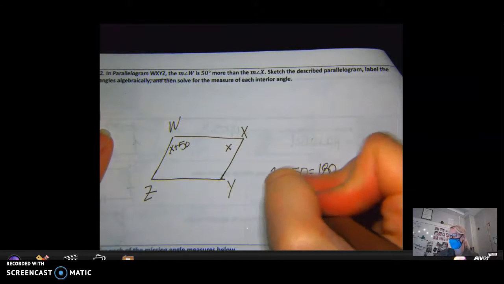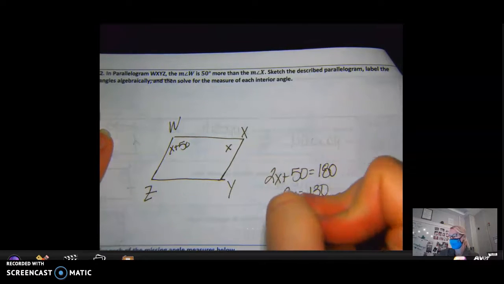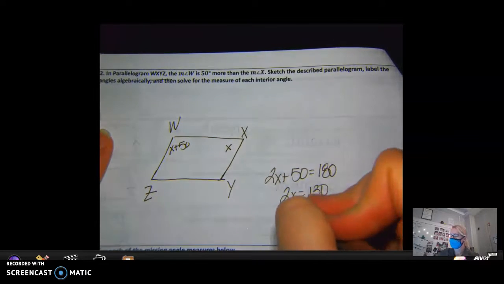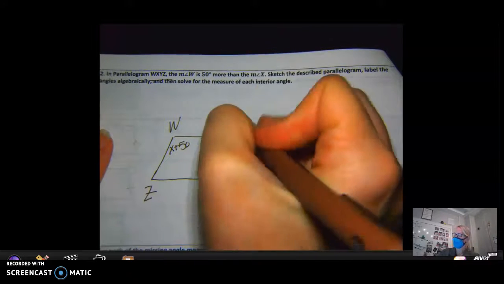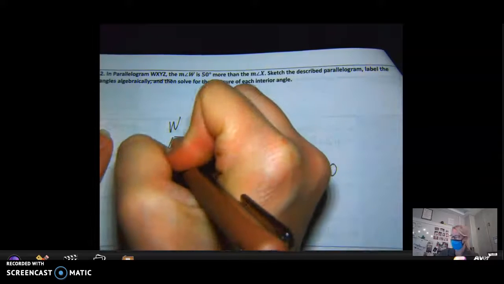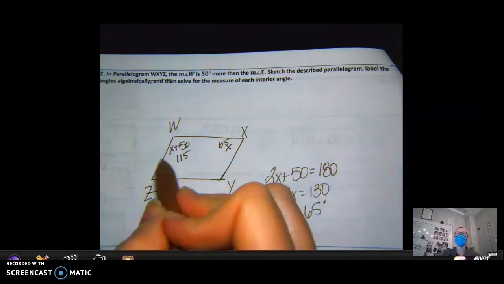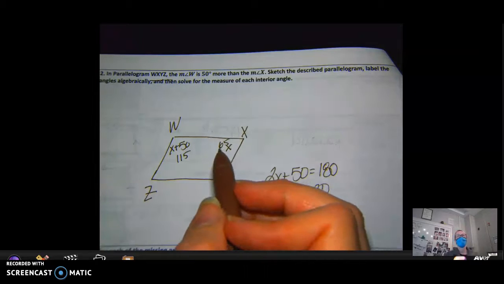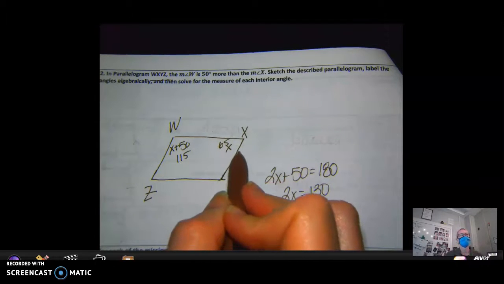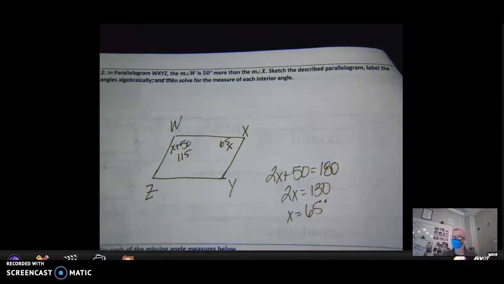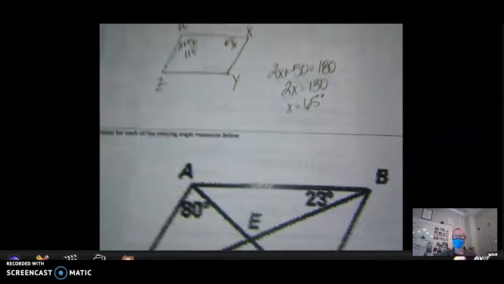Subtract 50, so I get X equals 130. Divide by 2, X equals, how much is that, 65? So this would be 65 degrees. That would be 115, is that right? So I got lucky, and I drew it correctly, making my acute angle with my acute angle, and this is obtuse, right? All right, last one, guys.